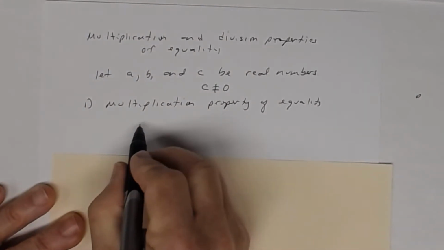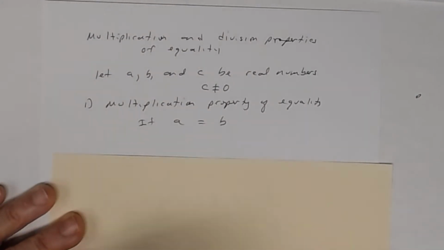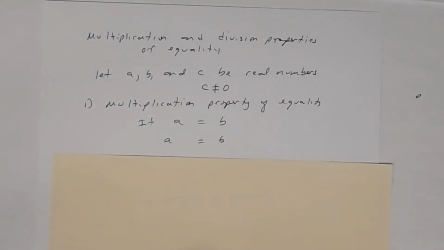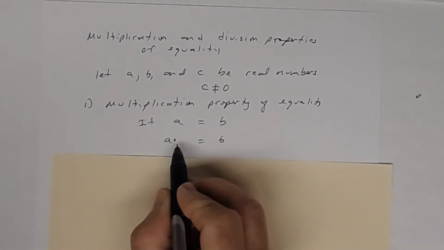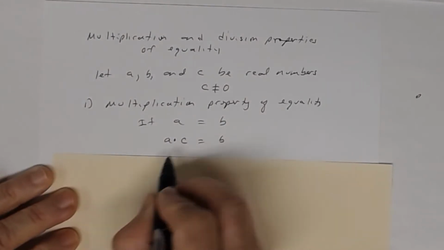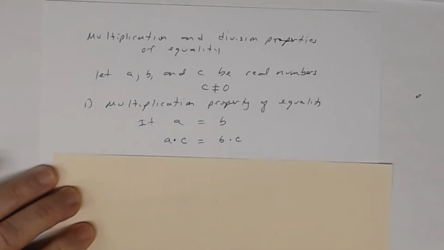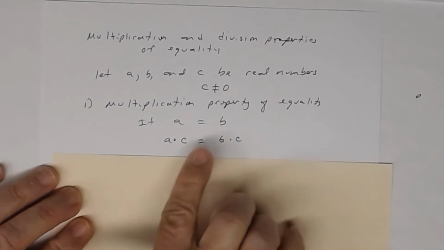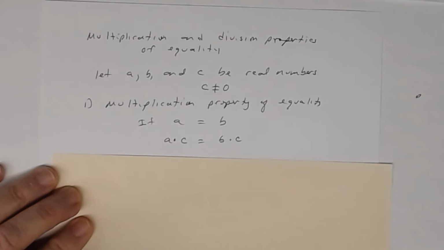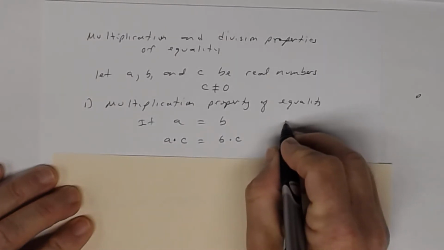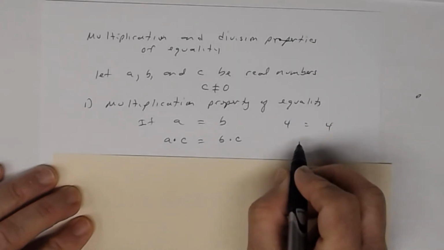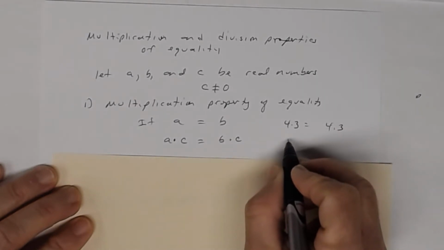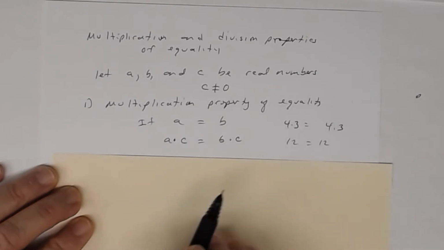So if a equals b, then if I multiply the left-hand side by c, I have to do the same thing to the right-hand side. What I do to one side, I do to the other. That makes sense because if I have, let's say, 4 equals 4, that's a true statement. If I multiply this by 3, then I've got to multiply this by 3 to keep it equivalent. 4 times 3 is 12, and 4 times 3 is 12. So that's what that statement says.